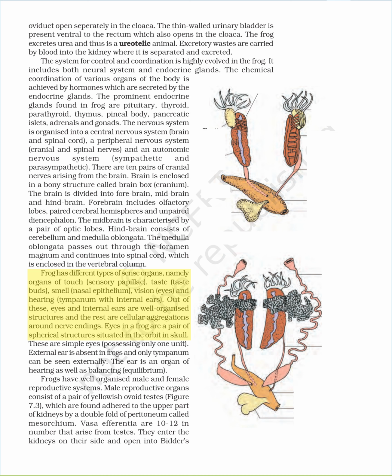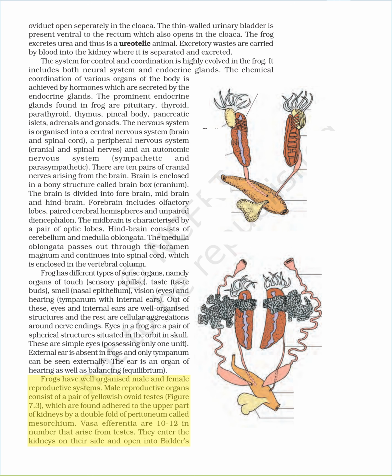Eyes in a frog are a pair of spherical structures situated in the orbit of the skull. These are simple eyes, possessing only one unit. External ear is absent in frogs and only the tympanum can be seen externally. The ear is an organ of hearing as well as balancing, equilibrium.